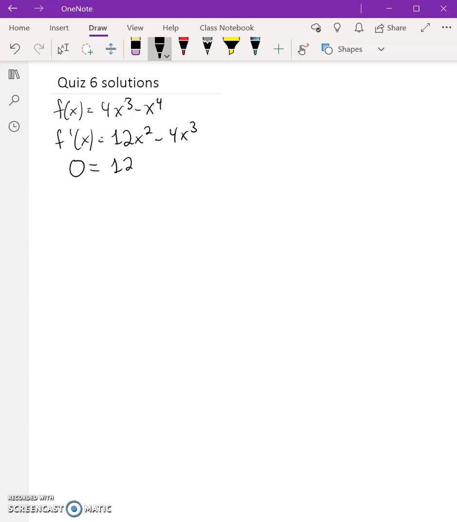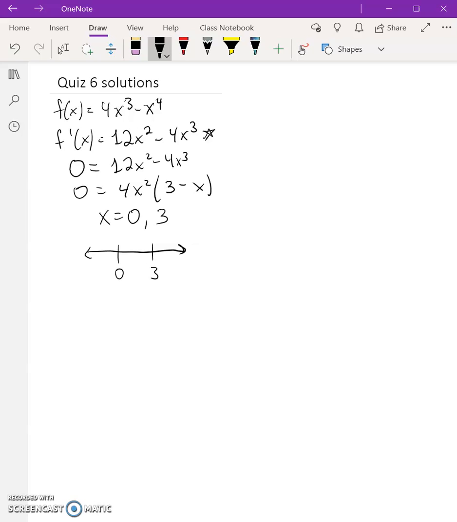So we solve 0 equals 12x squared minus 4x cubed, and then we factor out a 4x squared, and we're left with a 3 minus x. Now we have to set each part equal to 0, and we see that x is equal to 0 and 3. So now we create a number line, and we label 0 and we label 3. Remember, we're looking at the derivative here. We're going to see where the derivative is positive and negative.